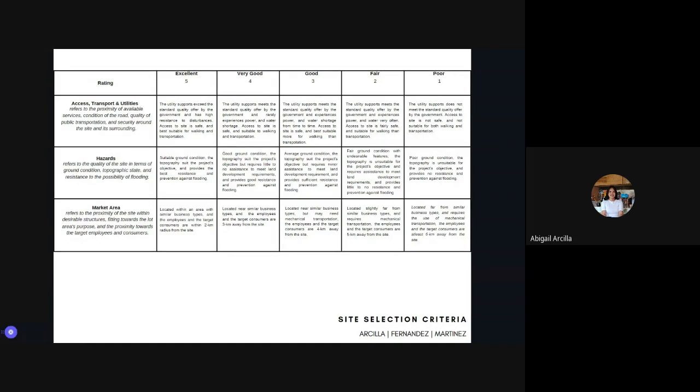Next is the hazard. It refers to the quality of the site in terms of ground condition, topographic state, and resistance to the possibility of flooding. Lastly is the market area. It refers to the proximity of the site within the desirable structures, fitting towards the lot's area's purpose, and proximity towards the target employees and consumers. The rating is 1 to 5, with 1 as poor or unfavorable, and 5 as the excellent or the most favorable.